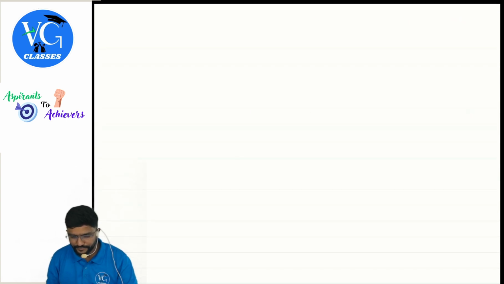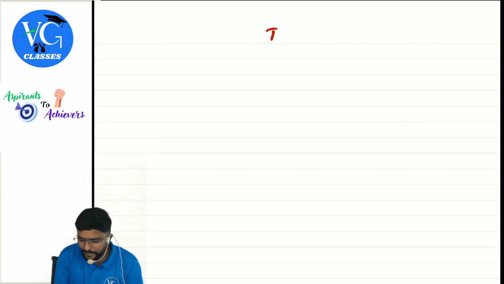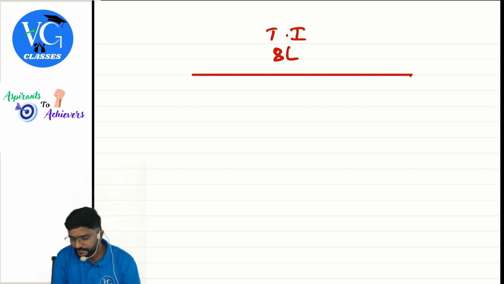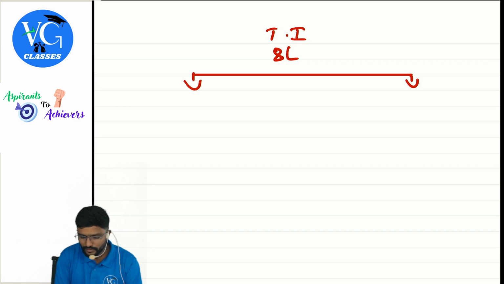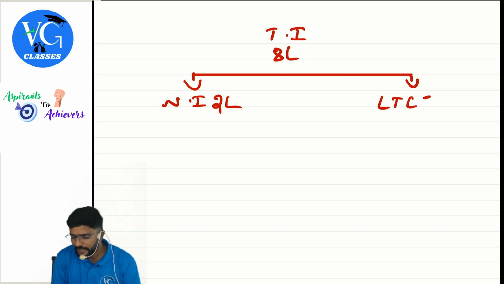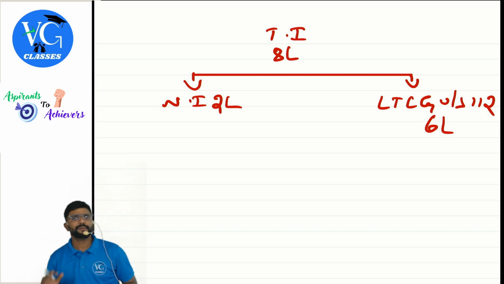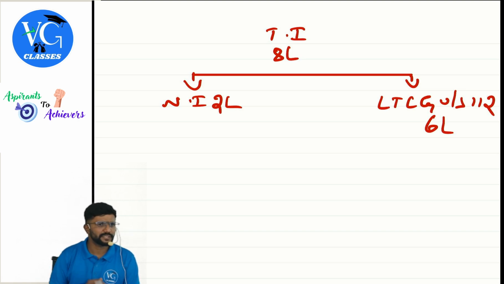For example, my total income is 8 lakh. In that, normal income is 2 lakhs. Long-term capital gain under section 112 is 6 lakhs. I am a slab rate assessee. Assume I am following the default regime. What is the basic exemption limit applicable for me?